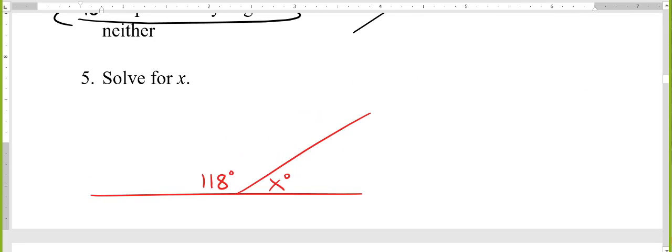Okay, moving on. How would you solve for x? What's the mathematical equation you would write to solve for x? Grace? X plus 118 equals 180. Very good, because these are supplementary angles. We would write x plus 118 equals 180.